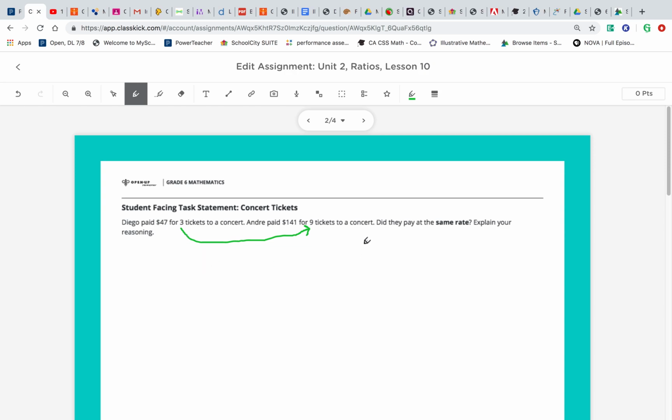Right? So we can take 47 and we can multiply that times 3. And that's going to give us what Diego would pay for 9 tickets at the rate that he got them for. So 7 times 3, that's 21. And then 3 times 4 is 12, plus 2 more is 14. So we get 141. Oh boy, look at this. Diego would have paid $141 for 9 tickets, just as Andre paid $141 for 9 tickets. So they actually paid at the same rate.